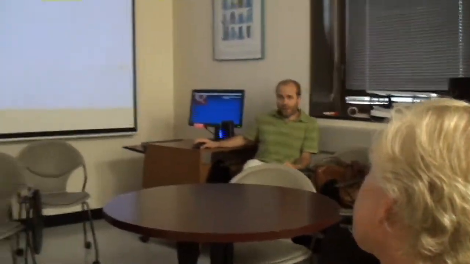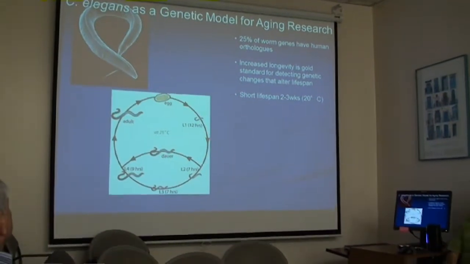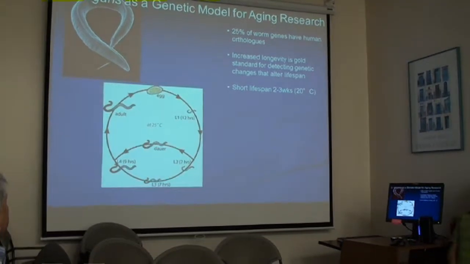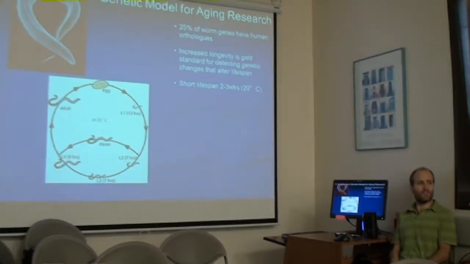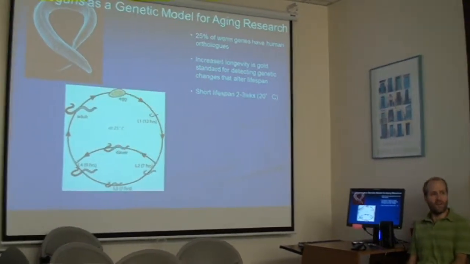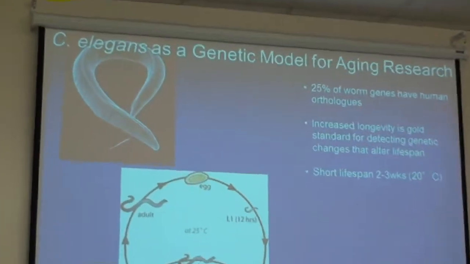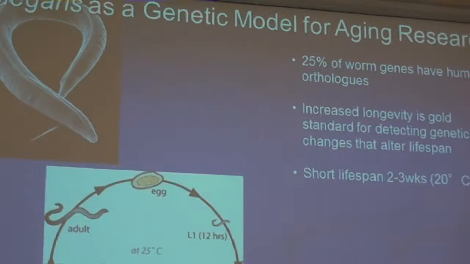Okay, so C. elegans, for those who aren't familiar with the model, 25% of the genes have orthologs in humans. When you're working on aging, of course, the gold standard for aging is lifespan analysis. And to do that, you've got to have an organism which has a short lifespan. These guys have a lifespan that averages 2 to 3 weeks, and that's temperature dependent.